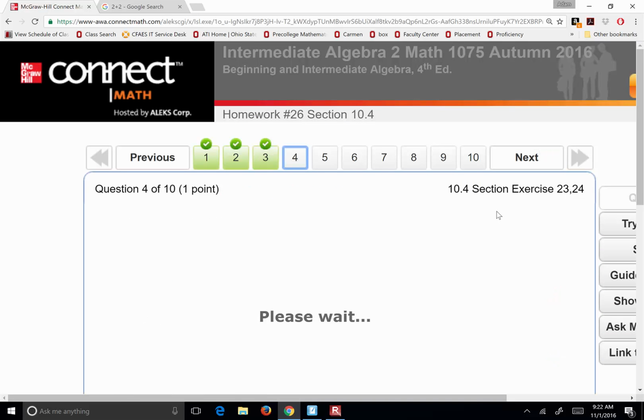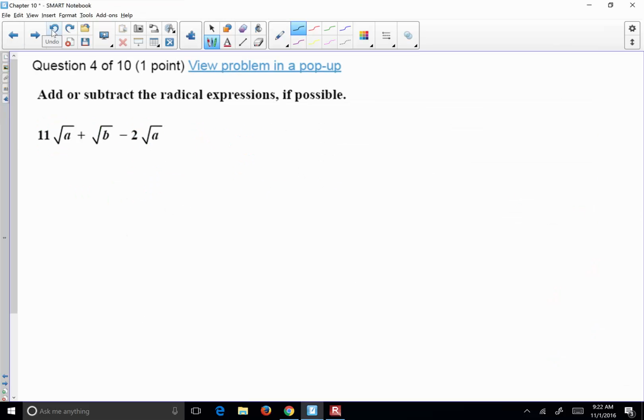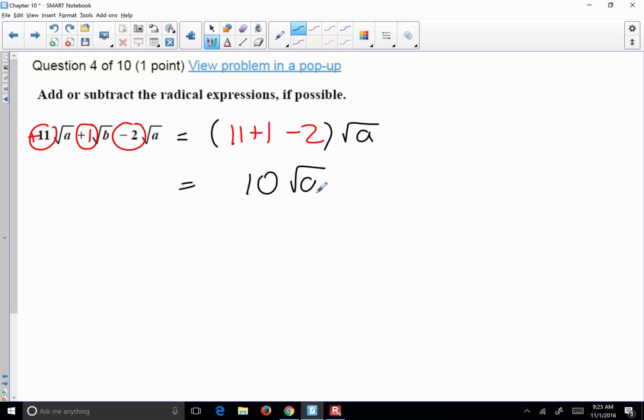Okay, next question. It's getting more complicated each time. Well, not really. It's still 3 terms, triple addition and subtraction, right? Same deal. So all I need is to open a parenthesis, copy one of the radicals, which is root A, and add these numbers. This is 1, 11, plus 11, plus 1, and minus 2 here, and copy one of the radicals, and we're all done. Agree? 12 take away 2 is 10. 10 root A is the answer.